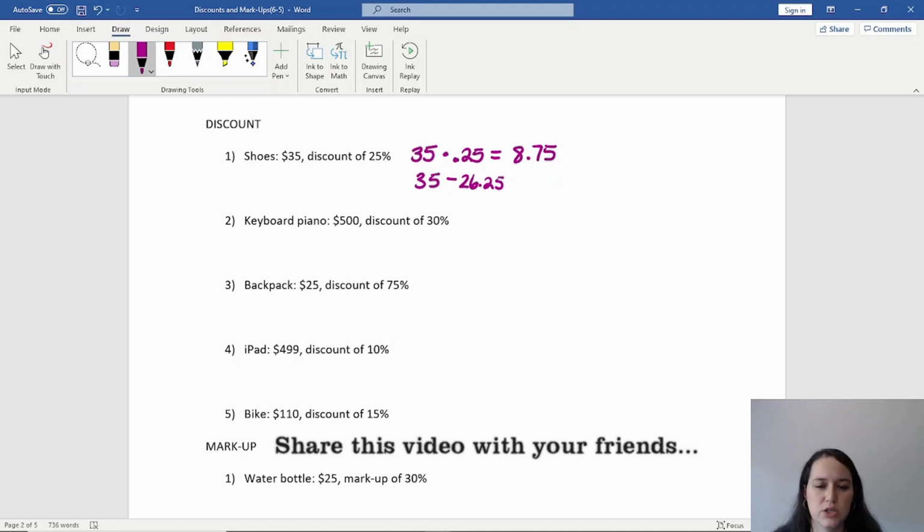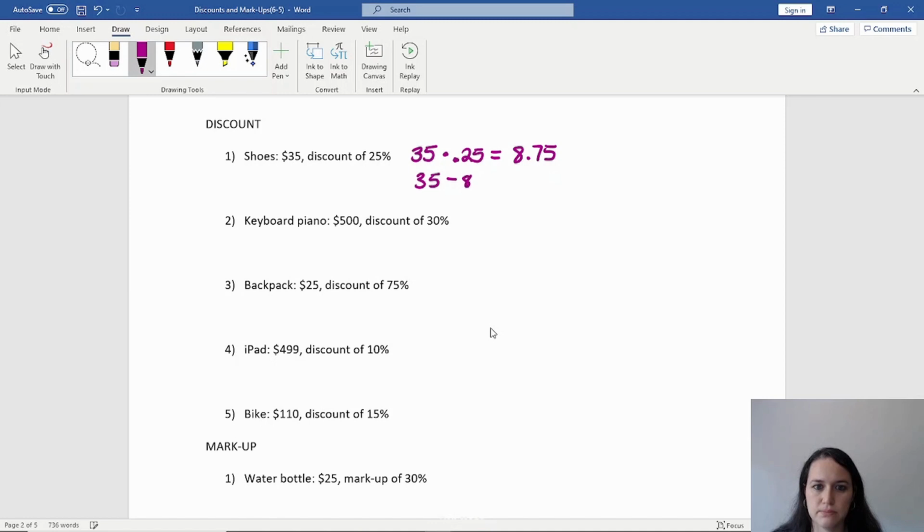I was really excited to show you the answer. Woo! That silly pen again. Okay. 35 minus 8.75 is 26.25. There you go. That would be your final cost of these shoes. You got a discount.